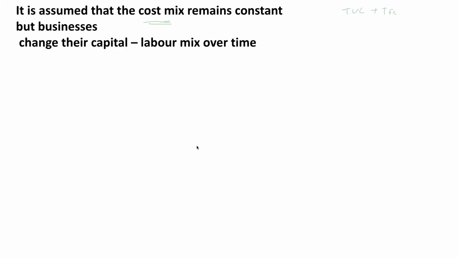There are still more limitations of the break-even chart. It assumes that the cost mix remains constant. Cost mix means the total variable cost plus total fixed cost remains constant. But businesses change their labor mix over time. As circumstances dictate, sometimes you need to increase your labor force, or ask your laborers to do overtime. The break-even chart avoids these circumstances.